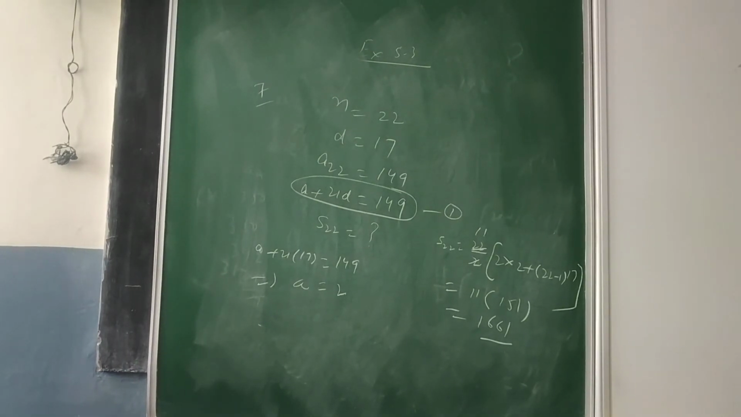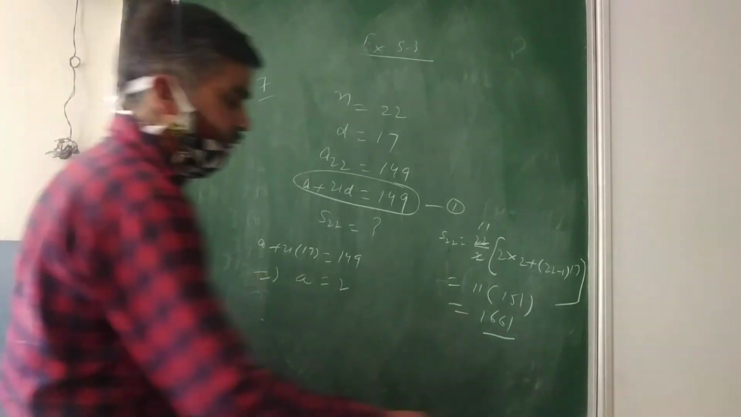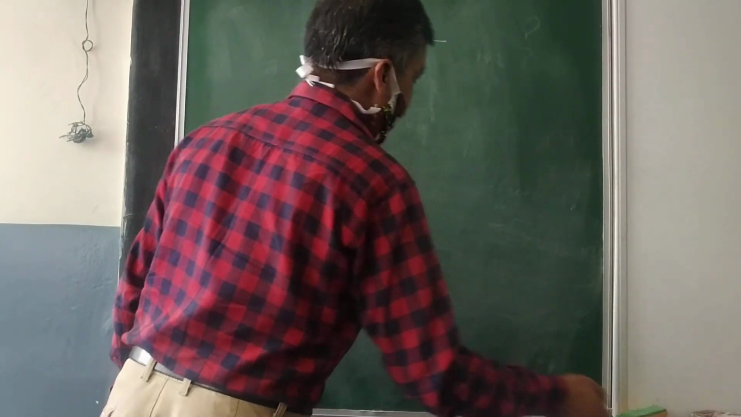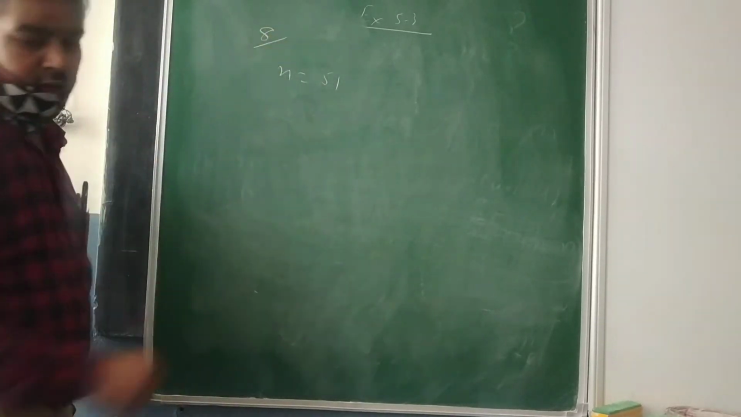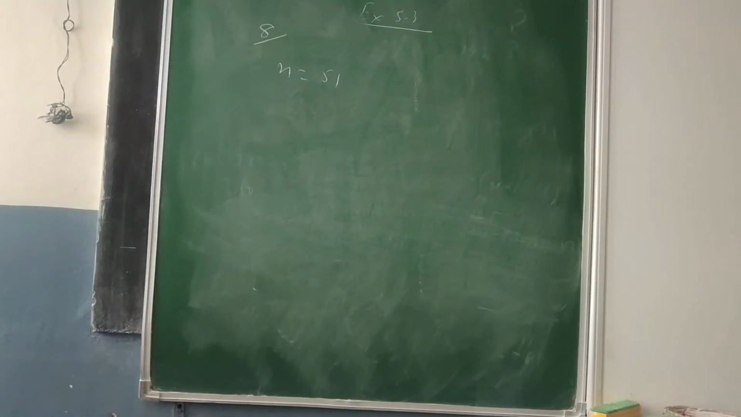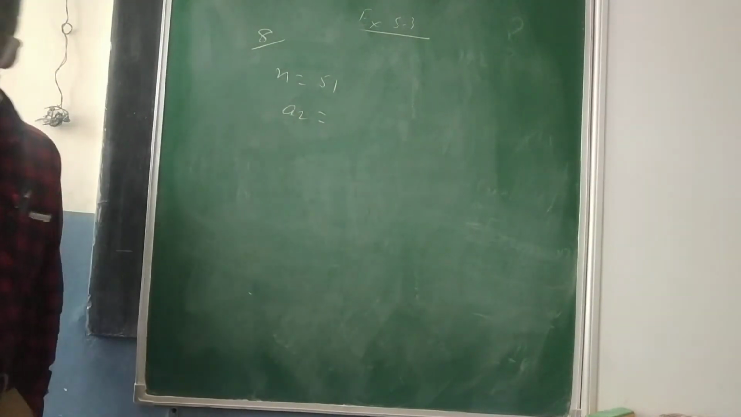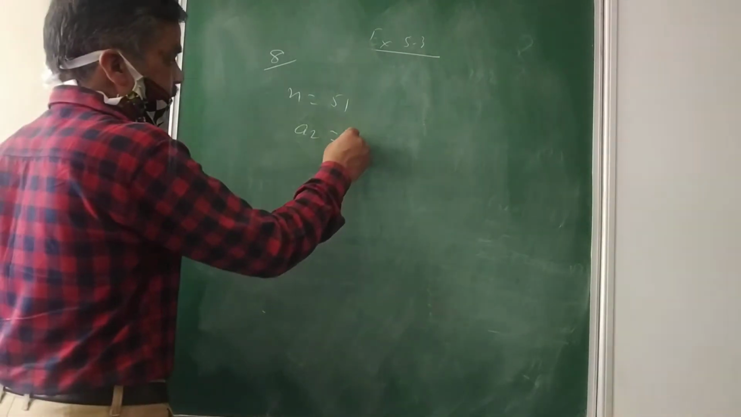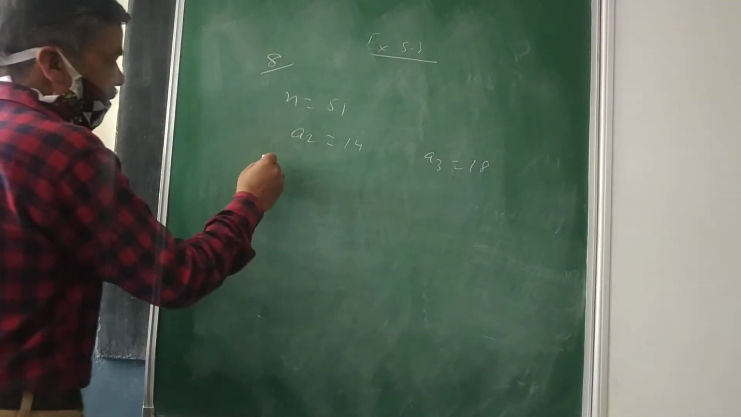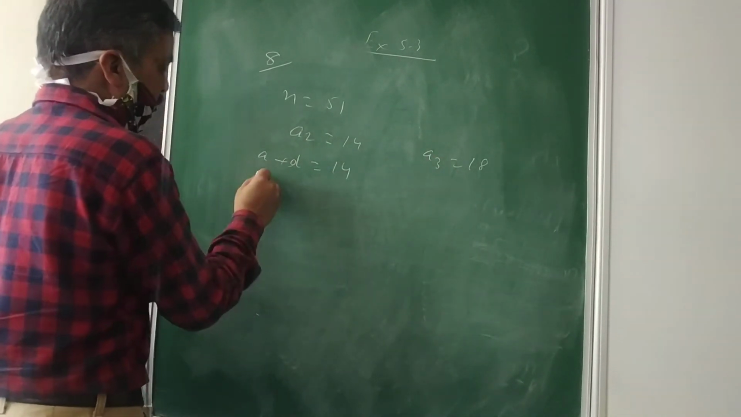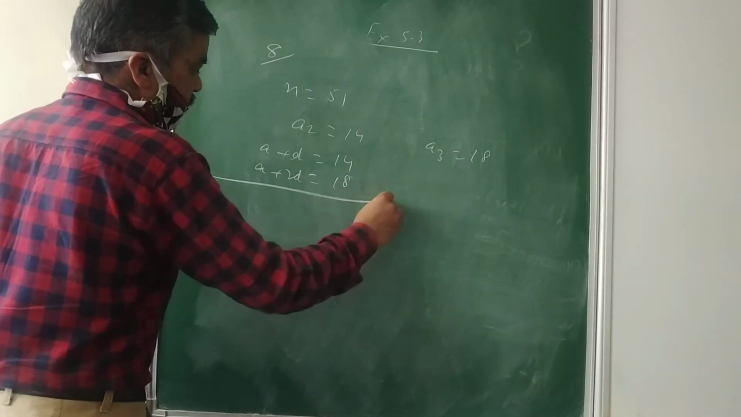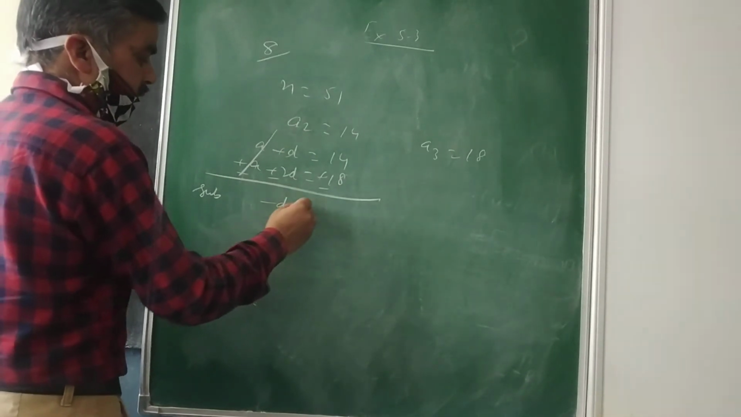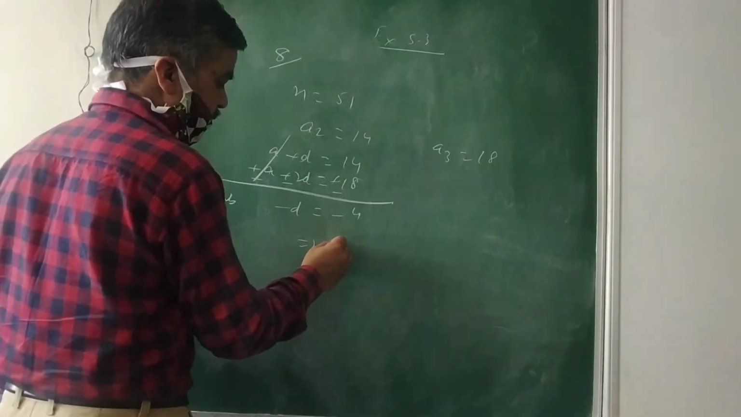Then question number 8 is, you have to find the sum of first 51 terms. Now n is equal to 51. Whose second term is 14 and third is 18. So from here you can see that a plus d is equal to 14. From there you can see a plus 2d is equal to 18. So if you subtract, a is gone, minus 2d plus d is minus d, this is minus 4, so this implies d is equal to 4.